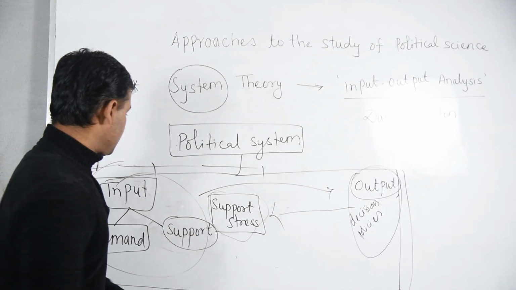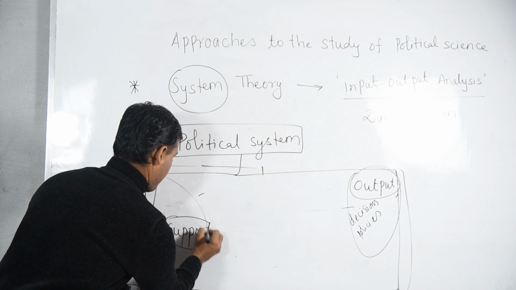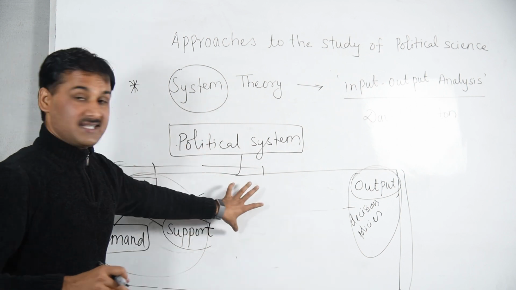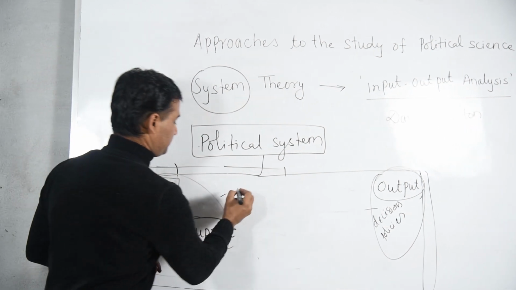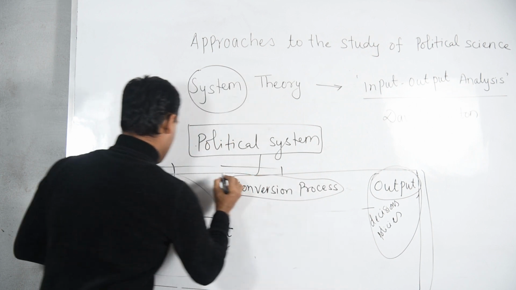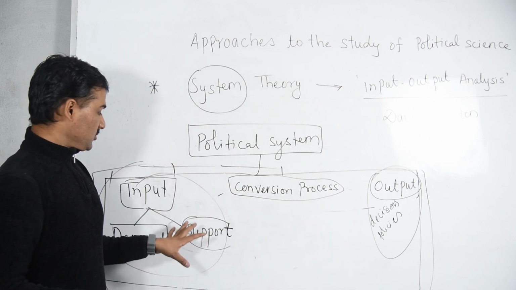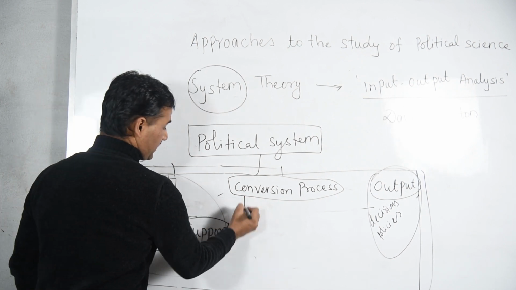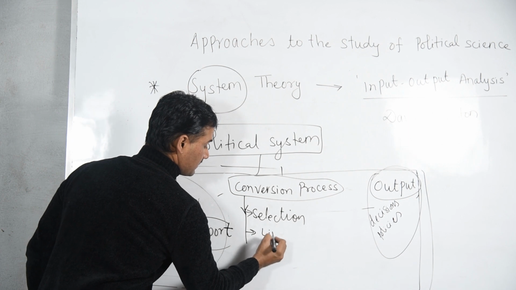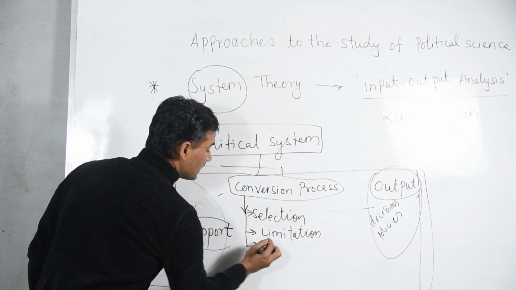The next important point is that conversion process is another aspect that is important in this input-output analysis. Conversion process. Simply, it means how inputs are converted into outputs. This is what the conversion process is. And this conversion process generally is followed by selection, or that may be limitation, or sometimes such inputs could be rearranged.